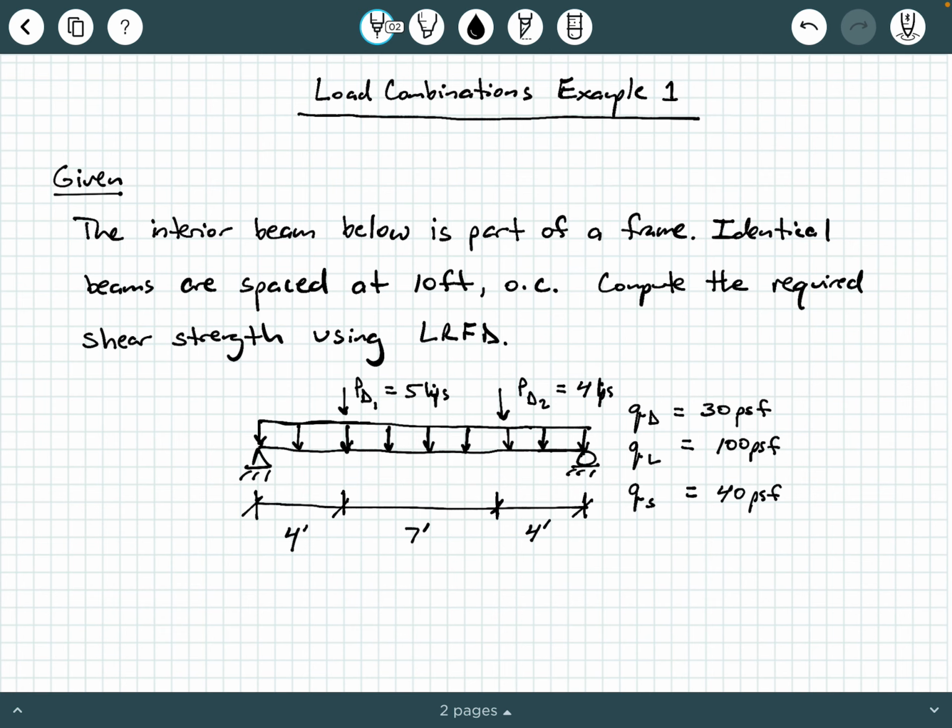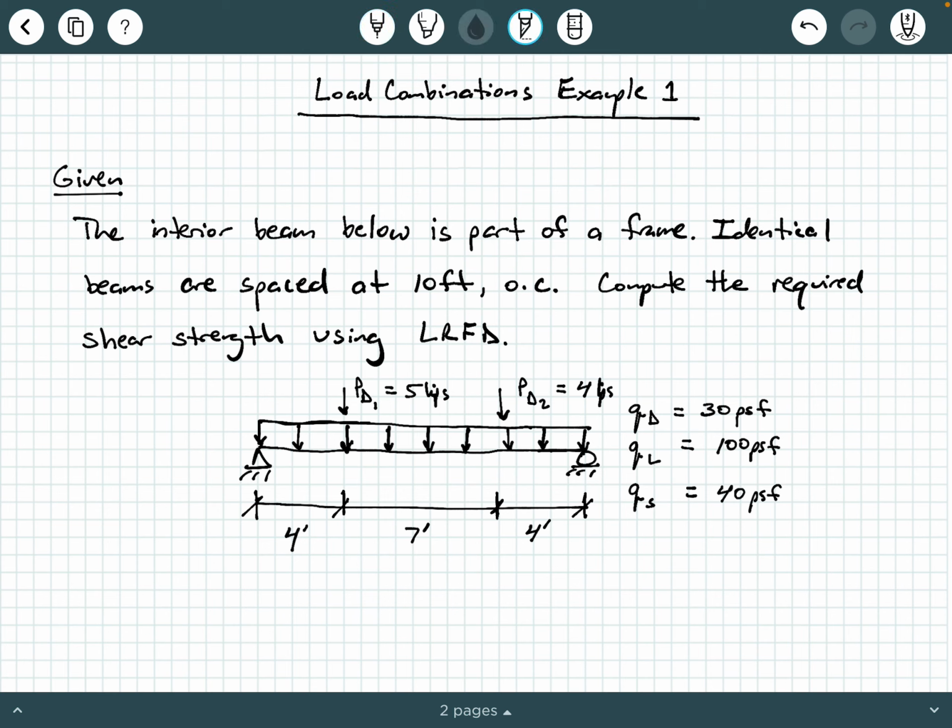We have an interior beam that is part of some type of frame system, and we are told that identical beams are spaced at 10 feet on center, and then we're being asked to compute the required shear strength using LRFD. So let's take a look at this beam and see what we have here.